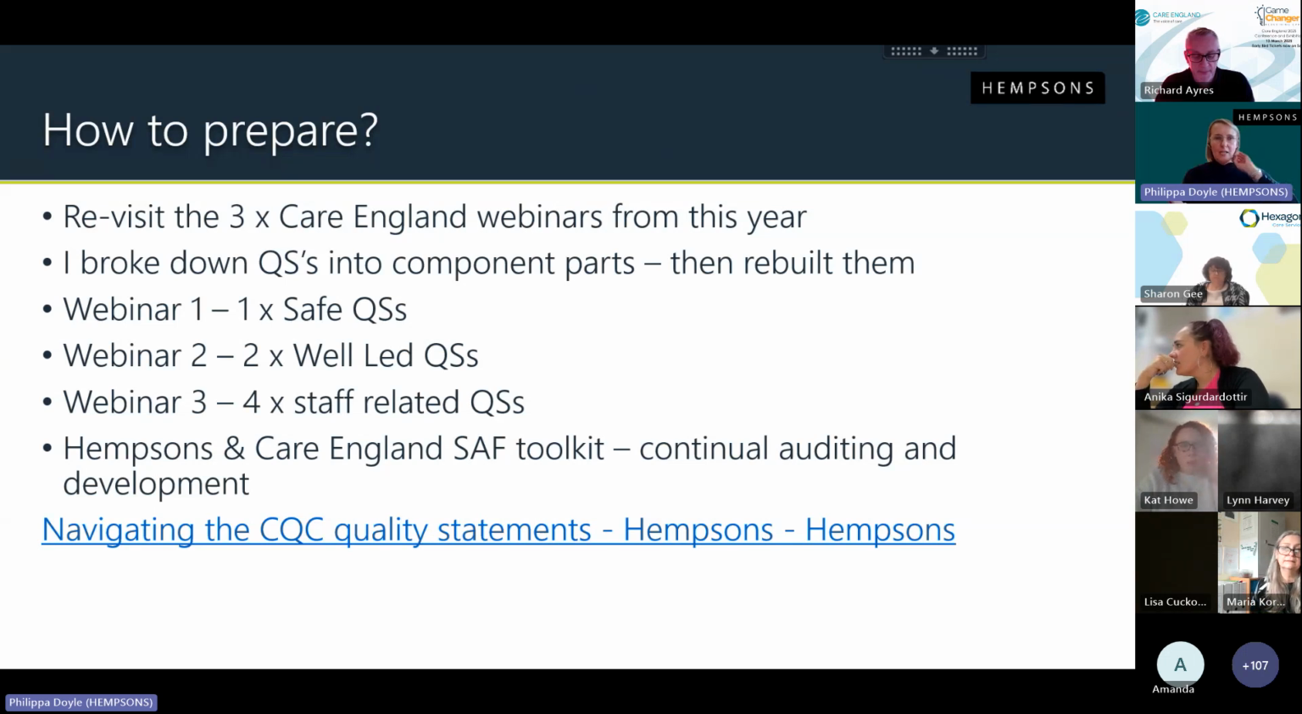We've had such amazing feedback that on the back of that, we have created a toolkit which does all of the above for every single one of the quality statements. So we pulled apart all 34 and put them all back together again, telling you what they meant, how they link to the fundamental standards and the regulations, and then some top tips on what you need to focus on when you're looking at what evidence you've got within your service.